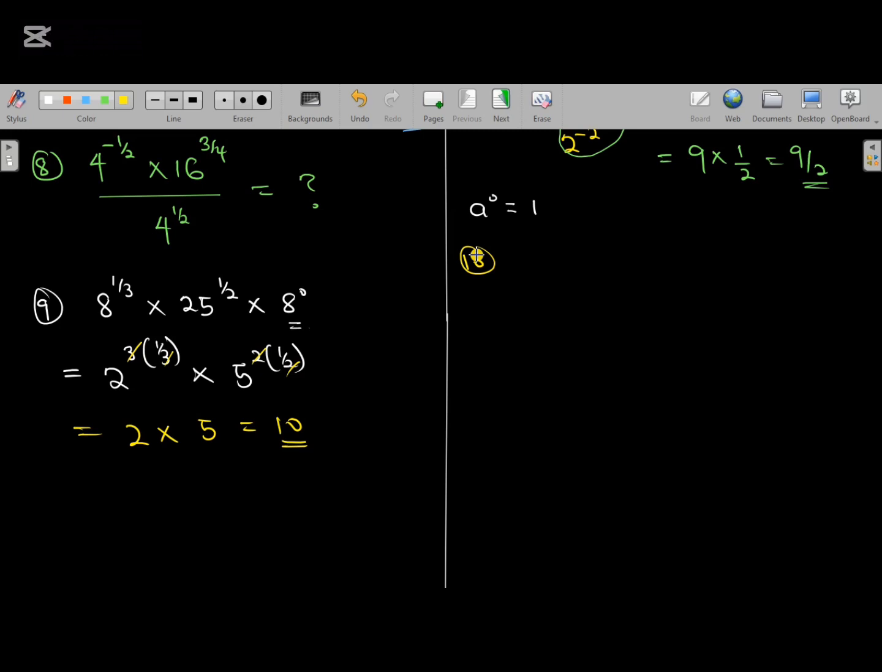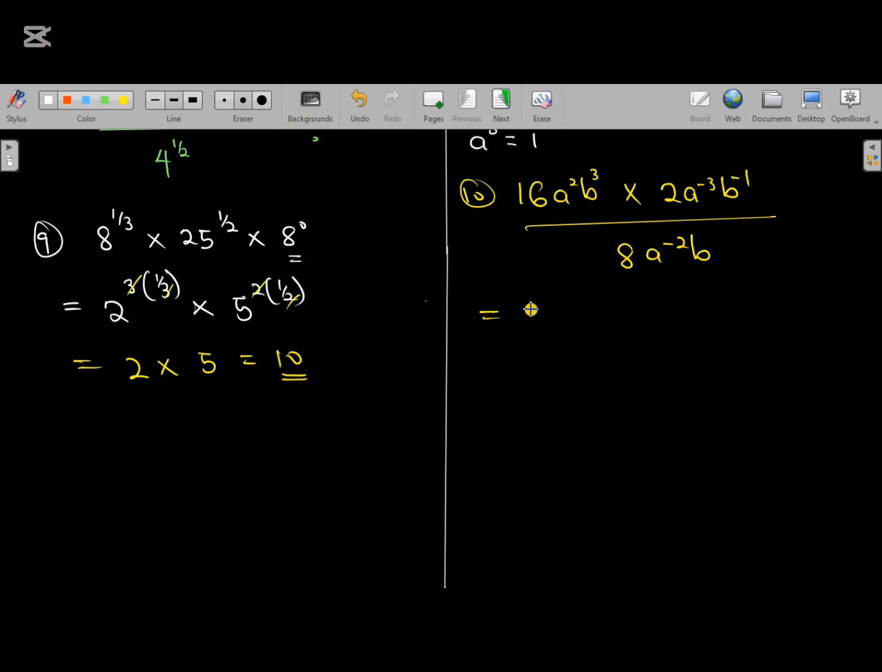Okay, so the problem 10, we are asked to simplify 16a. For problem 10, we have numbers that will multiply numbers. So I can have 16 times 2 to give me 32. Then in the numerator, a squared will multiply a raised to the power minus 3. And that will be a to the power of 2 plus minus 3. Then I will now have b to the power of 3 multiplying b to the power of negative 1. That will be b to the power 3 plus negative 1.